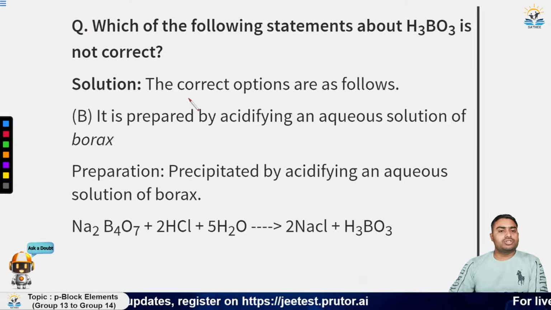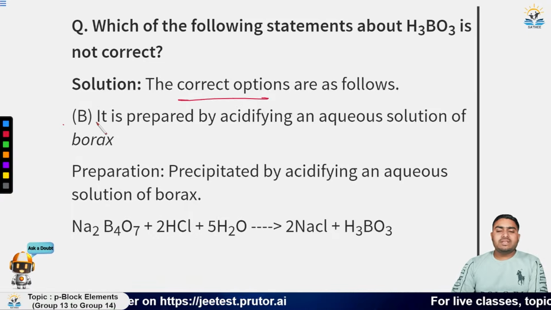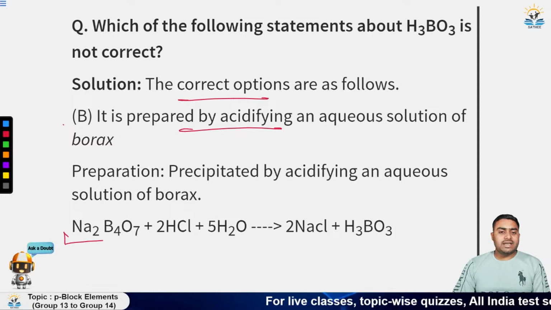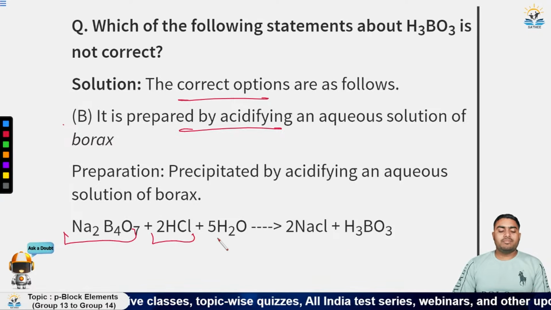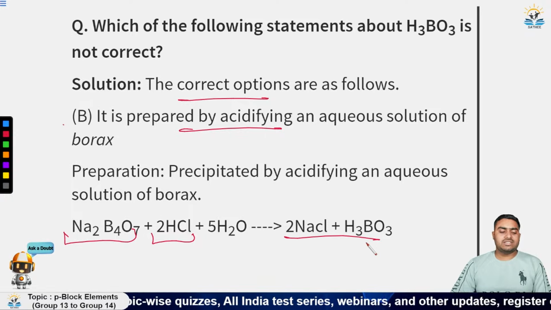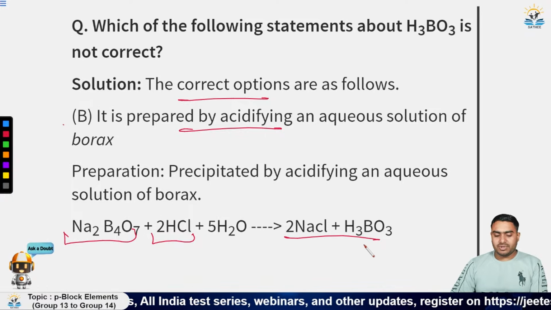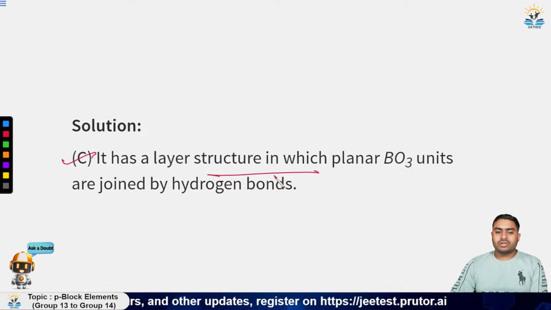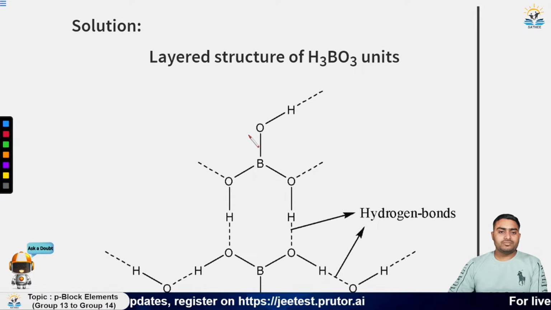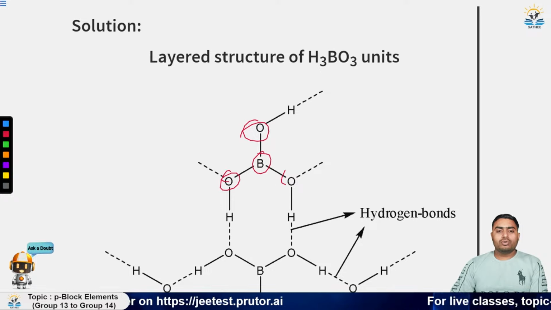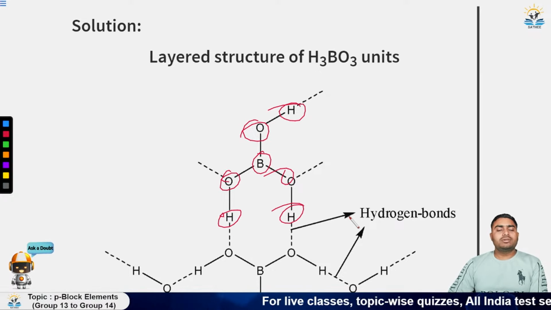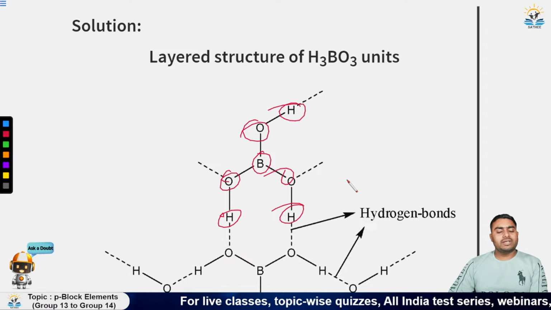So let's discuss the solution. The correct option, you can see, B is correct. It is prepared by acidifying an aqueous solution of borax. Borax is Na2B4O7, and when it is acidified, reacted with HCl plus 5H2O, you will get 2NaCl plus H3BO3. So boric acid is prepared here. Then it has a layered structure in which planar BO3 units are joined together by hydrogen bonds. You can see BO3 units and the hydrogen bonds like this. So they are attached. This is the layered structure of H3BO3 units.